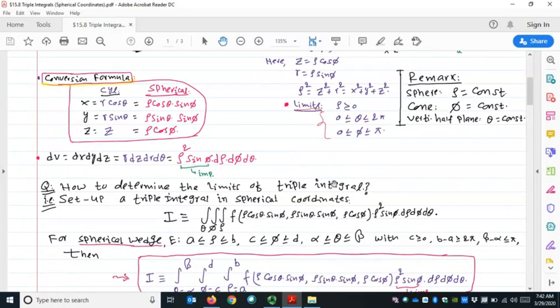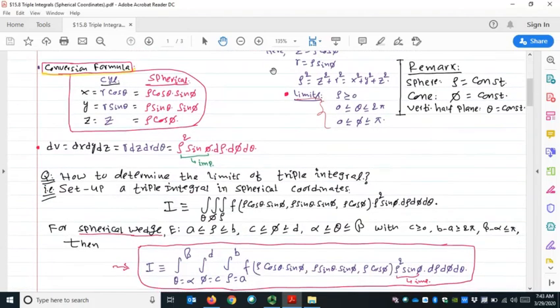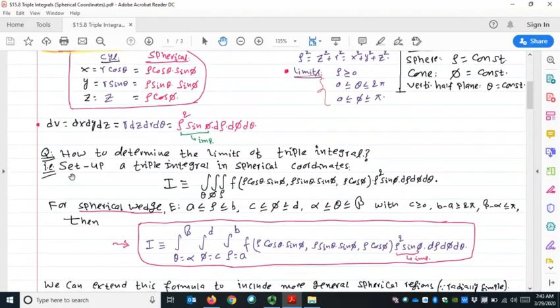How to determine the limits of triple integral in spherical coordinates? So far, on this template of our Cartesian coordinates triple integrals, now we have x representations, y representations, z representations in spherical coordinates, and also we have a volume element dV in spherical coordinates. So next question, we want to find out what are the corresponding limits of these three integrals. Let me scroll down again. So, the setup of a triple integral in spherical coordinates.